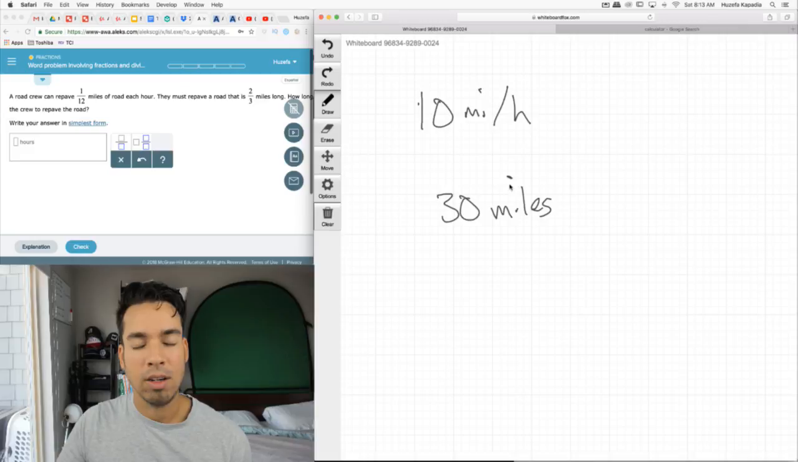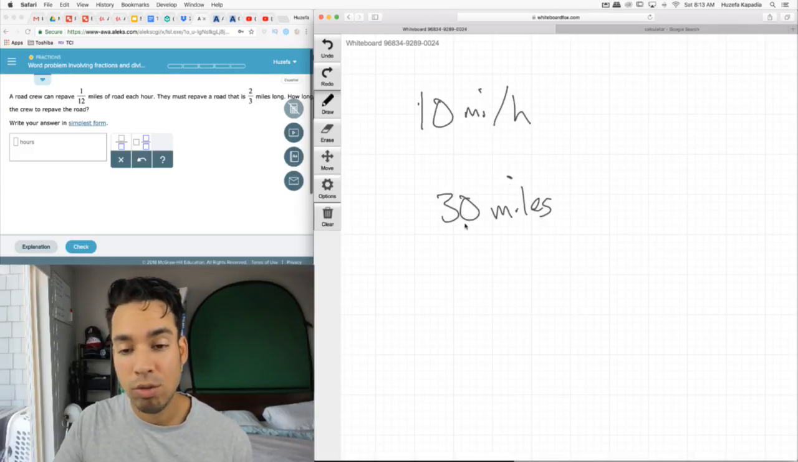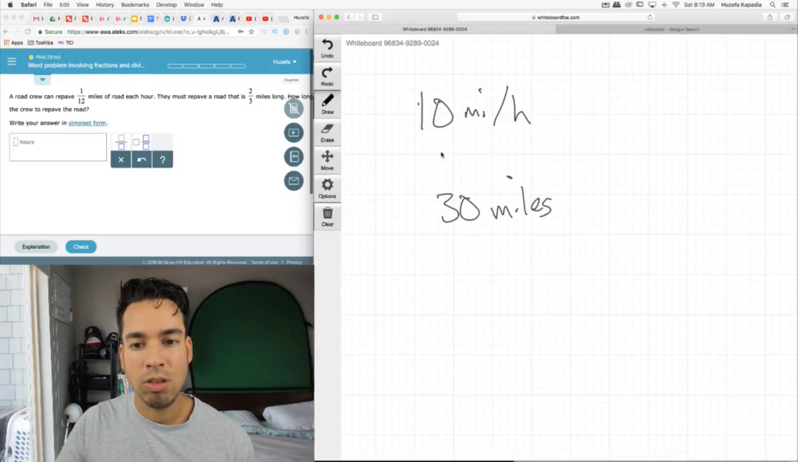How long is this going to take? Now this is really easy, right? We take the length. We know it's 30 miles. They can do 10 per hour. It's 3 hours. But how do we get that? We take the 30 and we're dividing by the rate. So it's 30 divided by 10 gives us our answer.